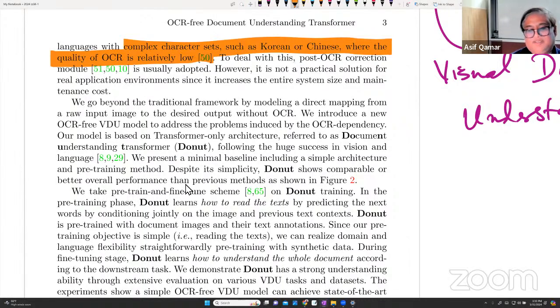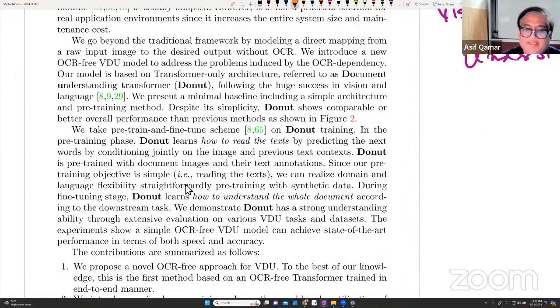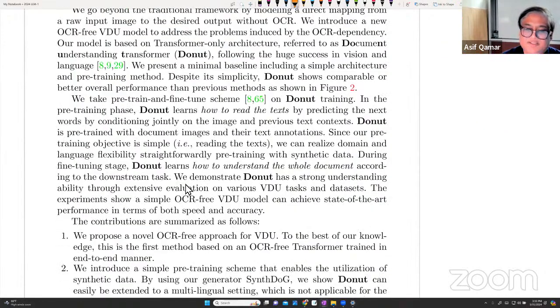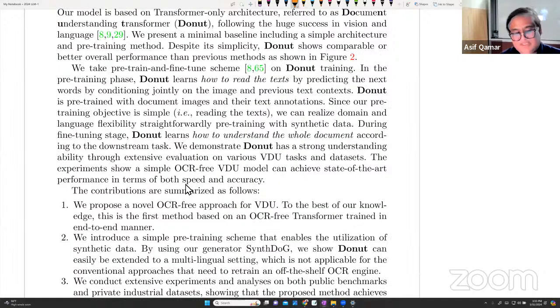Our model is based on a transformer-only architecture referred to as Document Understanding Transformer, following the huge success in vision and language. We present a minimal baseline, including a simple architecture and pre-trained methods. Despite its simplicity, our Donut shows comparable or better overall performance than previously. So now the next two paragraphs are the only ones I'll read. After that, we'll move on.